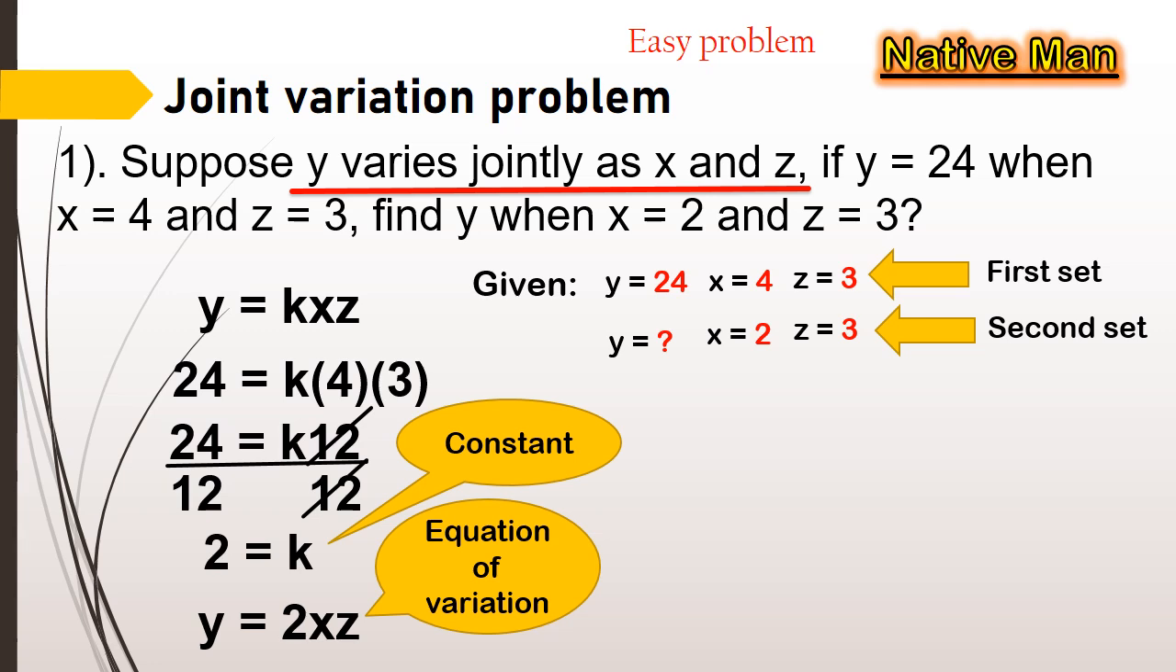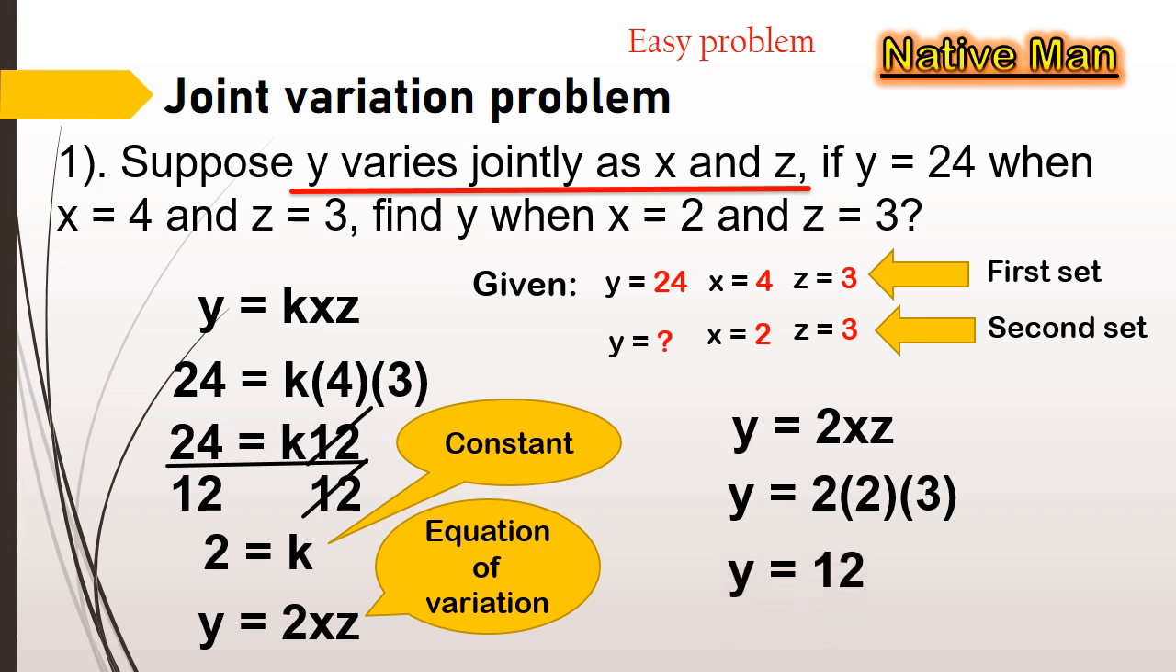Isolve na natin what is being asked. So, ang tinatanong niya sa second set is y. So, to solve for y, use the equation of variation. y is equal to 2xz. And then substitute the given. x is 2 and z is 3. Nasa second set. So, y is equal to 2 times 2 times 3. So, if we multiply, 2 times 2 is 4 times 3 is 12. So, y is equal to 12. Now, that is your final answer.